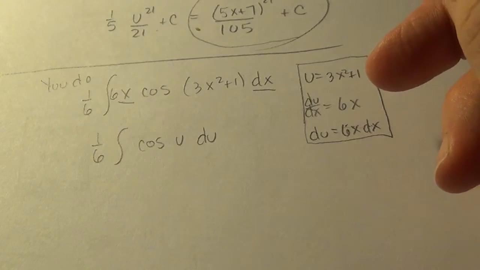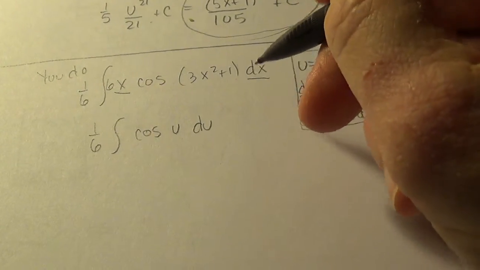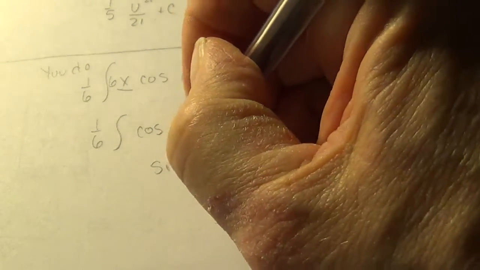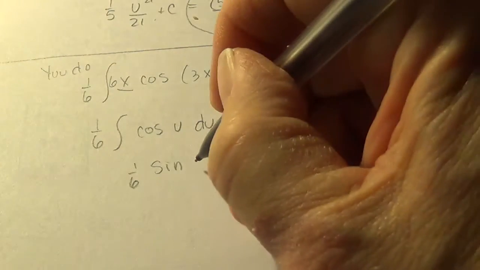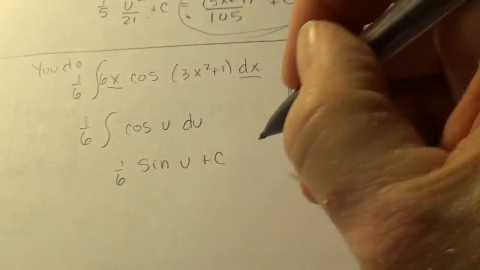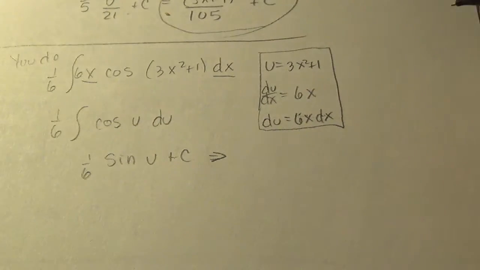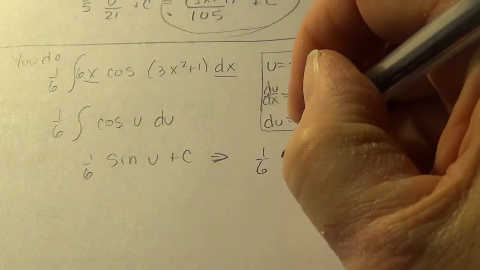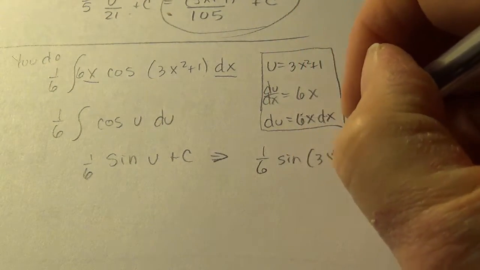Alright, so what is the integral of cosine? Sine of u plus c. And heading back from u land to x land, sine of 3x squared plus 1.